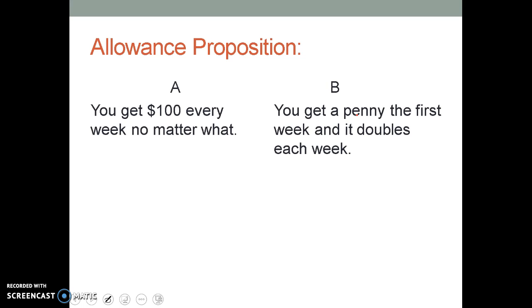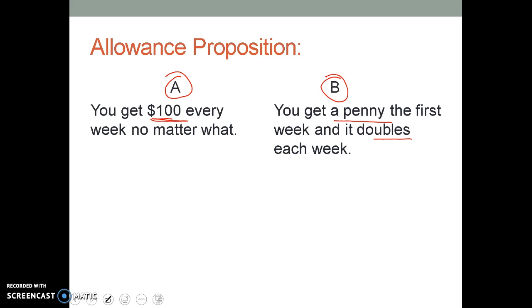Before we really start talking about what exponential growth functions are, suppose that your parents decided a while ago to give you a choice at the beginning of the year where you could have $100 every week, no matter what, or they can give you a penny the first week and then double that amount each week for an entire year. What option would you pick? Would you pick option A or would you pick option B?